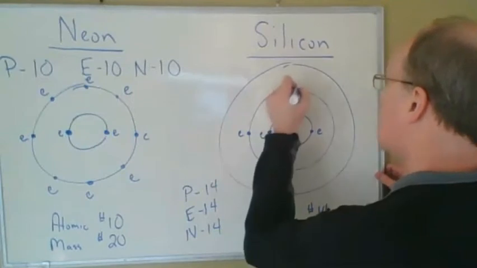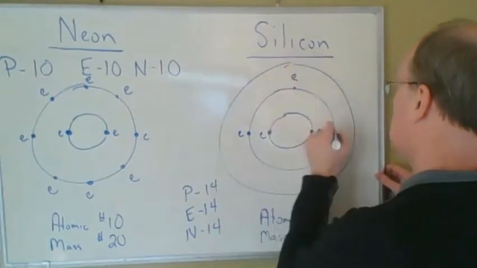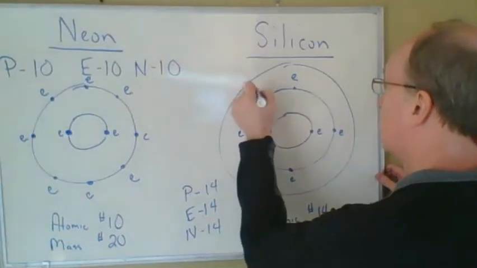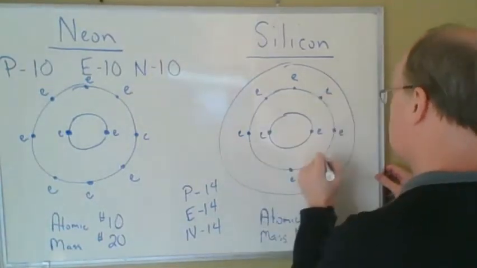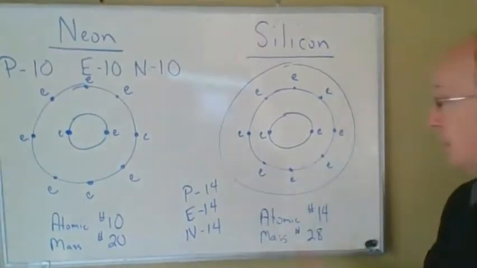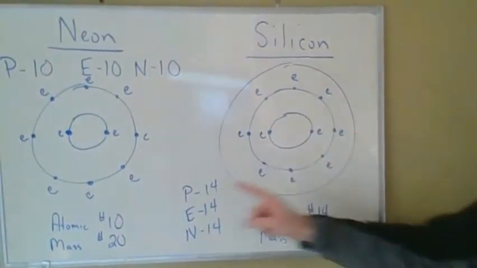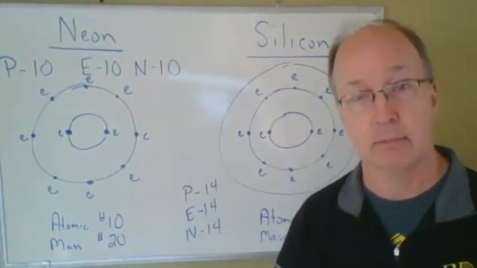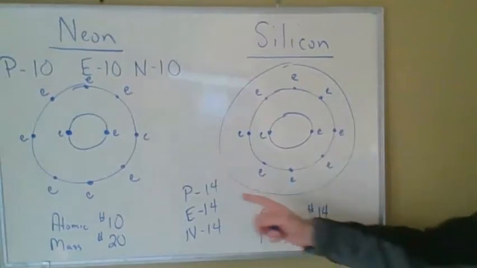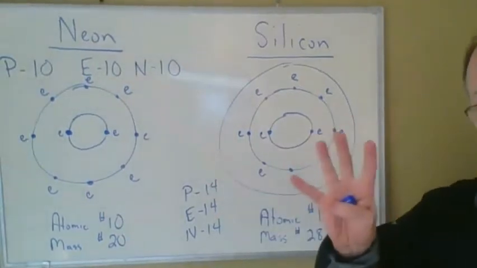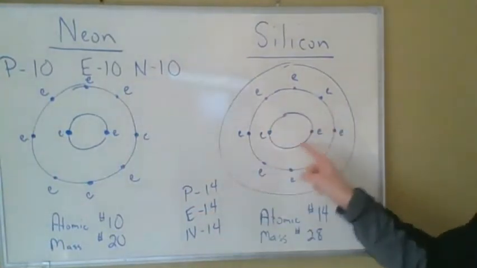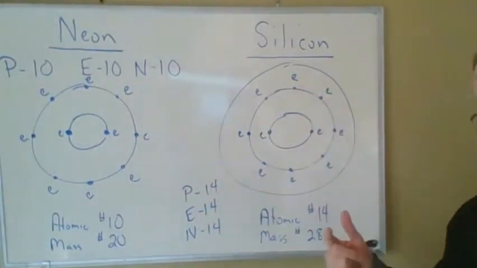Okay. Here's one. Here's another one. 2 more. And then that's 4. So 5, 6, 7, 8. So that's 2 plus 8 is 10, just like we had over here for neon. Are we done? No, because this is silicon. Silicon has 4 more electrons. It has a total of 14. We've done 2 in the first level, 8 in the second, that's 10.